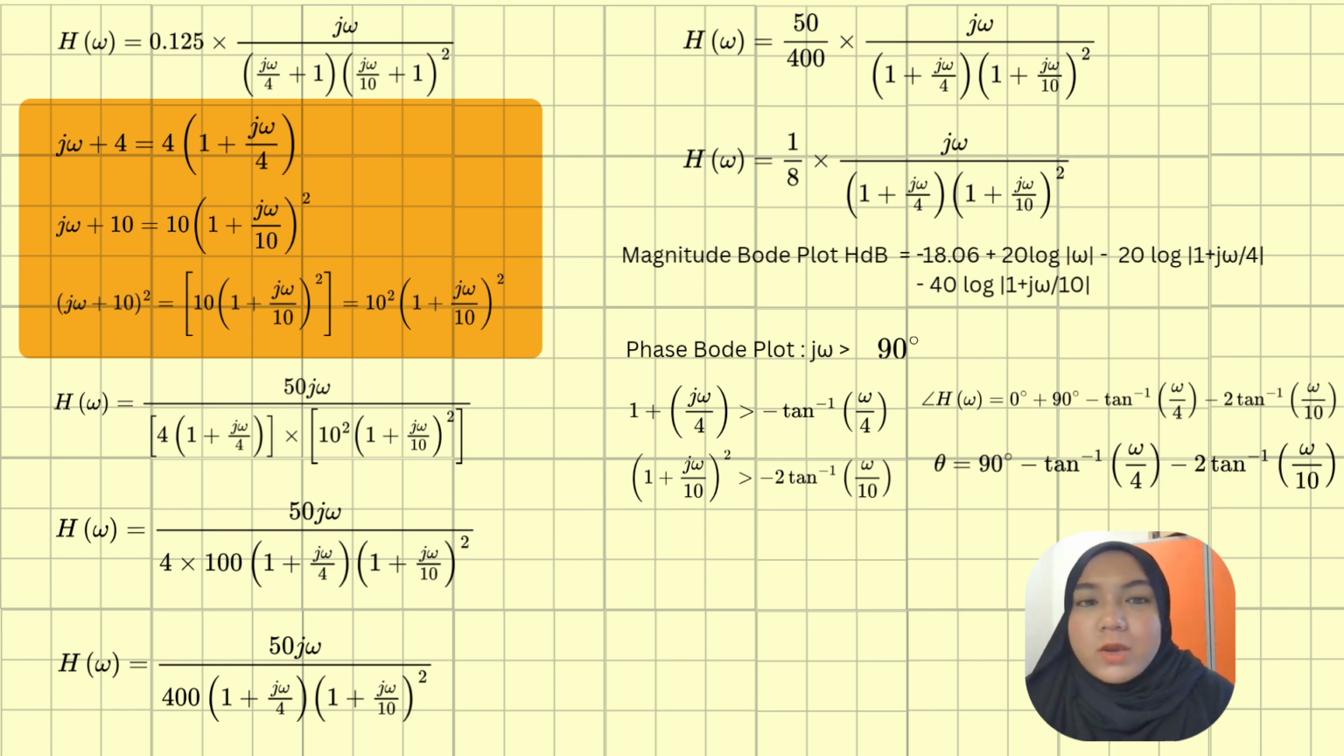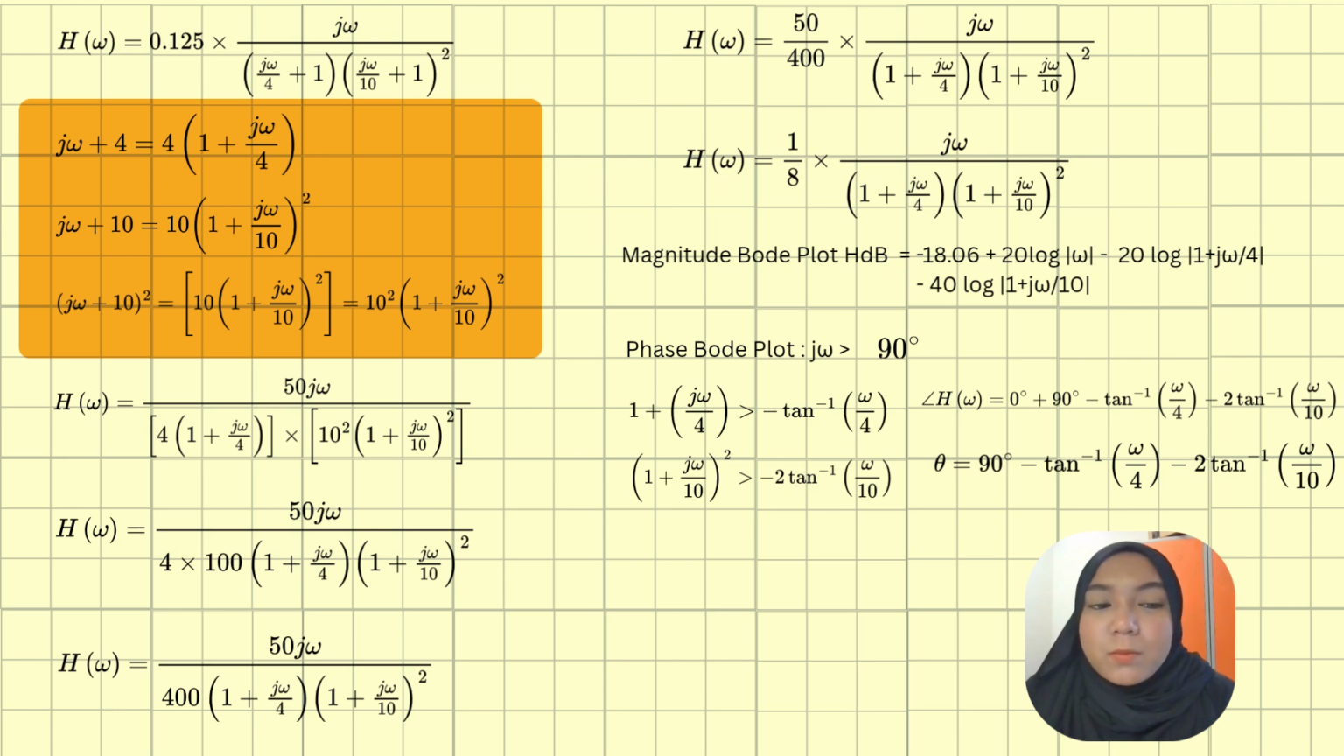And then we continue to H(ω) = 50 over 400 times jω over (1 + jω/4) times (1 + jω/10)², and then the final answer is H(ω) = 1/8 times jω over (1 + jω/4) times (1 + jω/10)². And our magnitude Bode plot: H dB = -18.06 + 20 log|ω| - 20 log|1 + jω/4| - 40 log|1 + jω/10|.